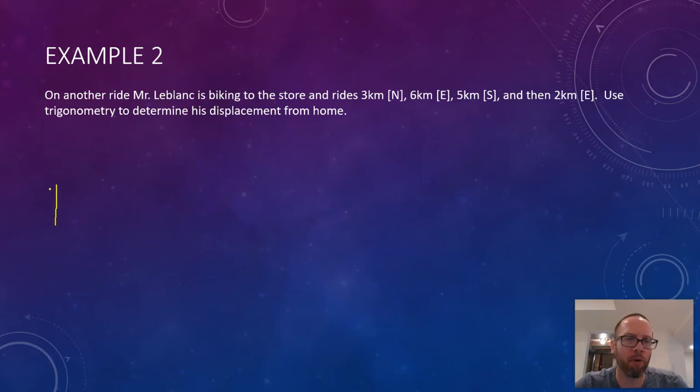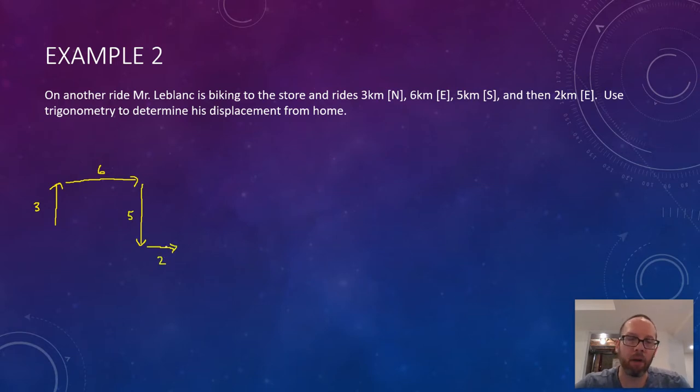I'll make sure I have some room. So 3 kilometers north, let's say, and then 6 kilometers to the east. Everything is forming right angle triangles here. Then 5 kilometers south, something like so, and then 2 kilometers east.